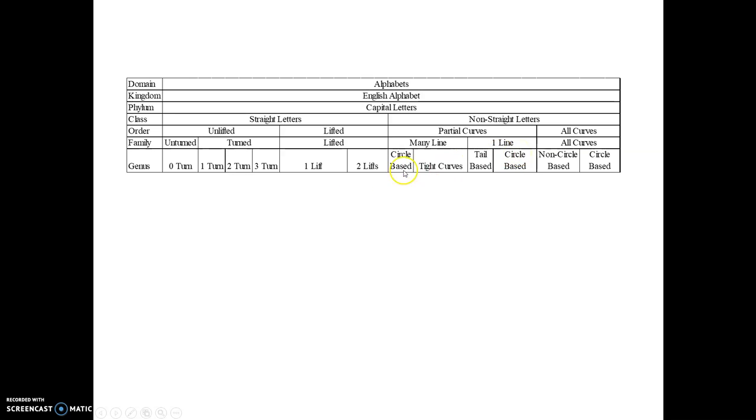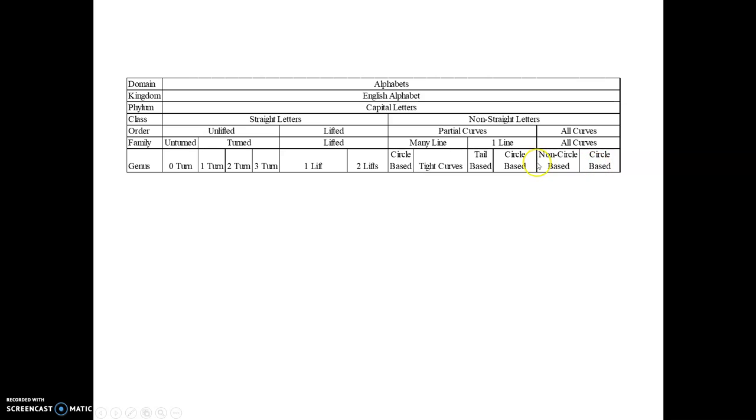Family is, I can't remember what's turned and unturned. Is there many lines to make up the letter or one line? And then finally, the genus. How many turns are made in there? 0, 1, 2, 3 turns. How many times do you have to lift it? Is it based on a circle?